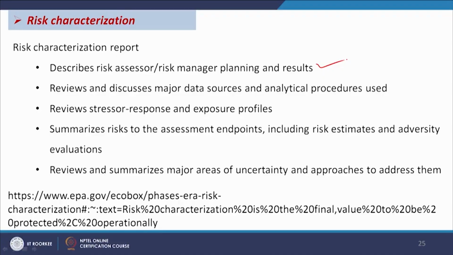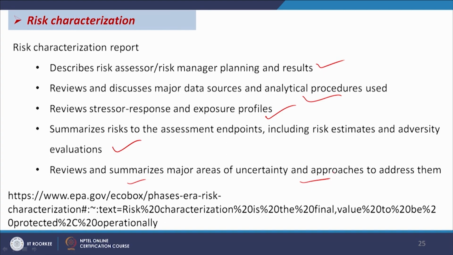Next is risk characterization. After assessment we will be characterizing it, that means we will be preparing a report basically from the start of it. So, describe the risk assessors, risk manager planning and results, and then review and discuss major data sources and analytical procedures used, just like report writing. Review stressor response and exposure profiles, which will give data on what type of trend we are getting, and then summarize the risk to the assessment endpoints, including risk estimates and adversity evaluations, and review and summarize major areas of uncertainty and approaches to address them.